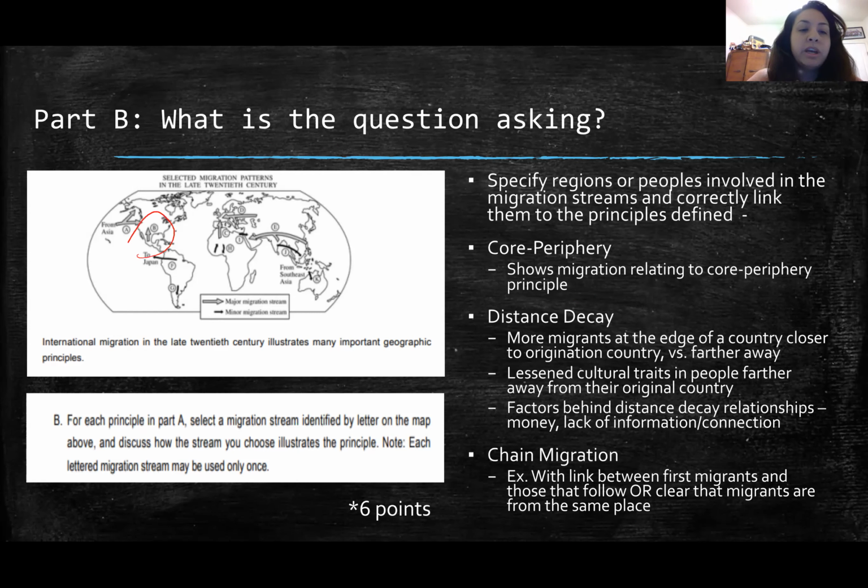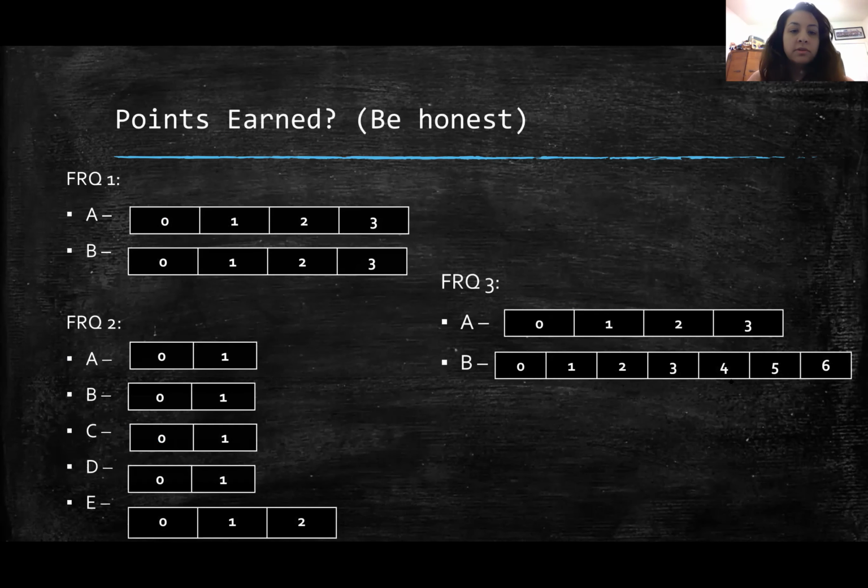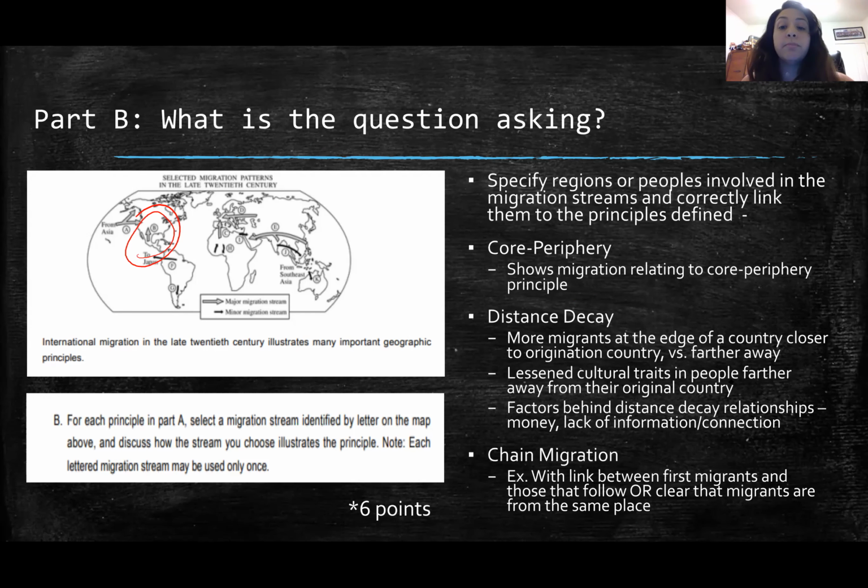So you can do major migration stream B from Mexico into the United States, where you have a country that is an NIC, or a newly industrialized country, that does not have the economic structure that the United States has, and people are migrating into the United States for the economic benefits, right? So there's your core periphery principle at play in migration stream B, all right? So I've already used B, I can't use B again.